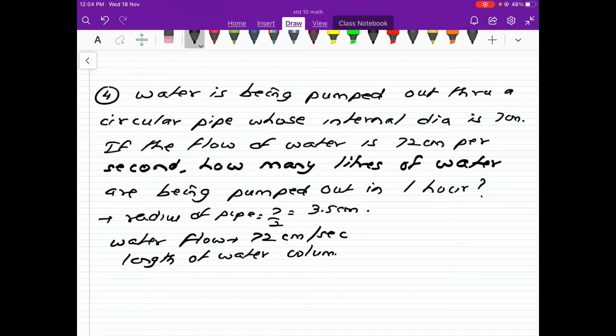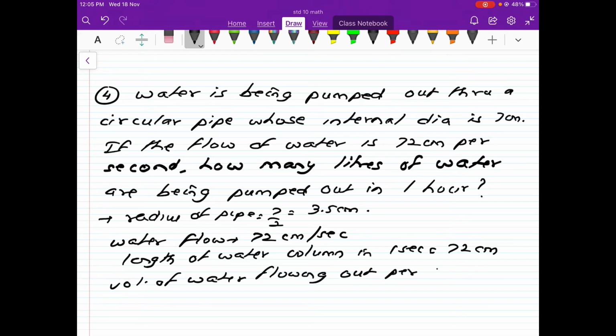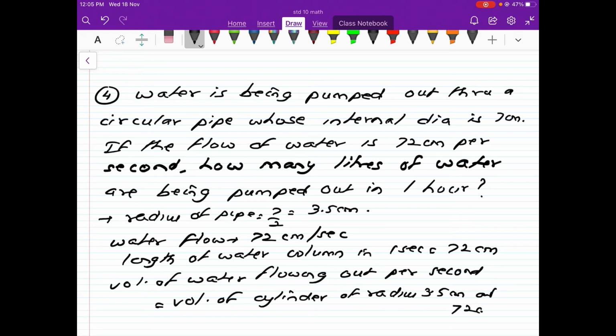Length of the water column in 1 second. So that is given to us as 72 centimeters. So now the volume of water flowing out per second is given by the volume of the cylinder, because it forms a cylinder. Remember, it forms a cylinder of radius 3.5 centimeters and length 72 centimeters.